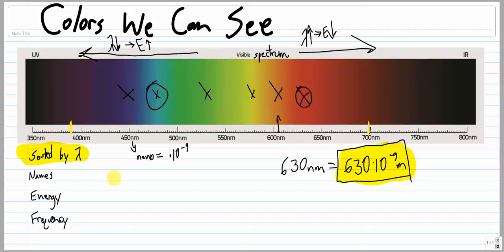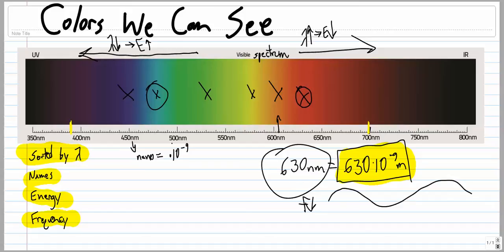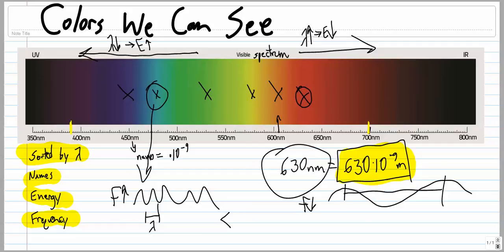But I also wanted to throw into this video, we talked about energy, and the names of them, frequency. Out here toward the reds, these 630s, the frequencies are lower because the waves are longer. And out here towards the blues, the frequencies are higher because the waves are shorter. So if we measured the wavelength here, it would be some number that would be a lot less than the wavelengths out here.